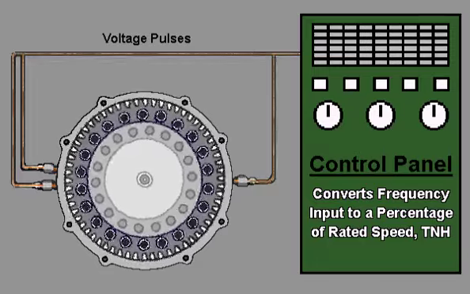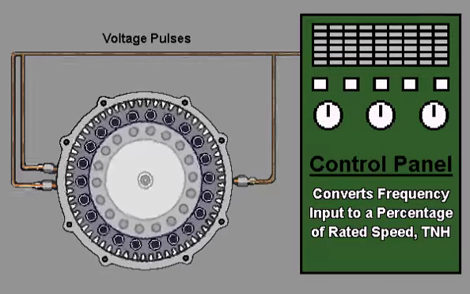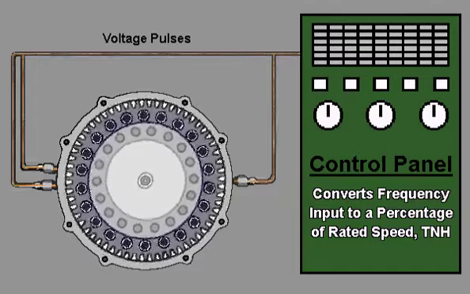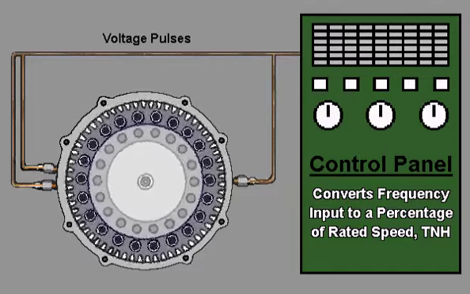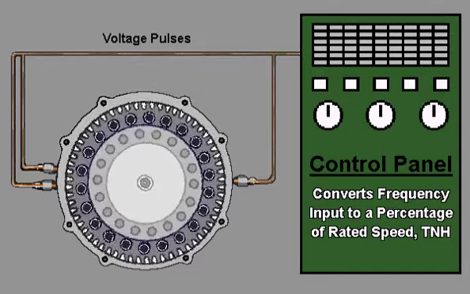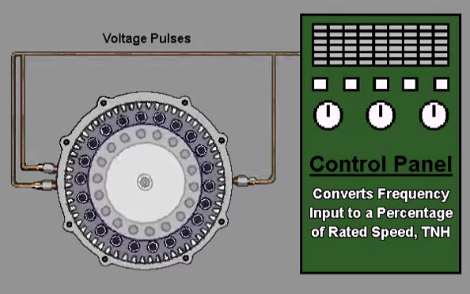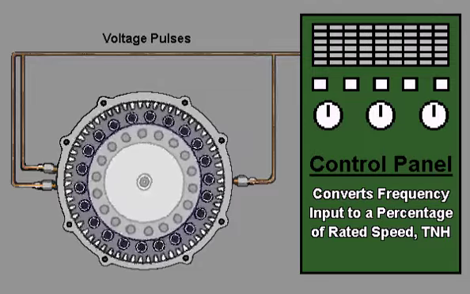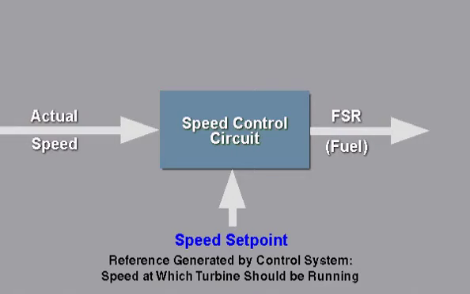Voltage pulses are generated by the pickups as the teeth of the wheel pass under them. The frequency of the pulses is proportional to speed. The control system converts this frequency input to a percentage of rated speed called TNH. The speed set point is the reference generated by the control system. This is the speed at which the turbine should be running.